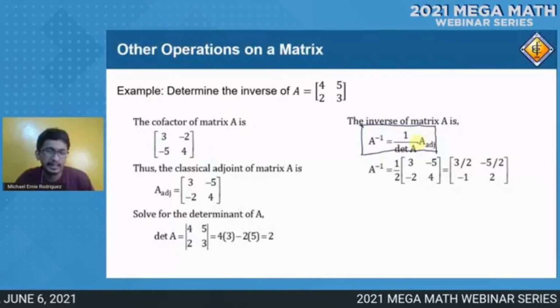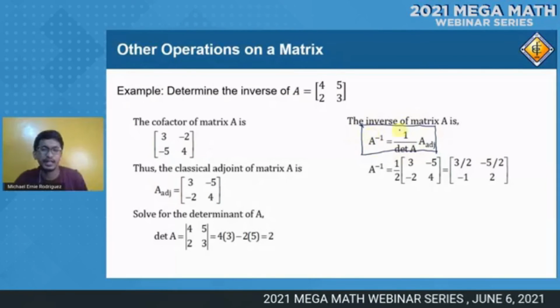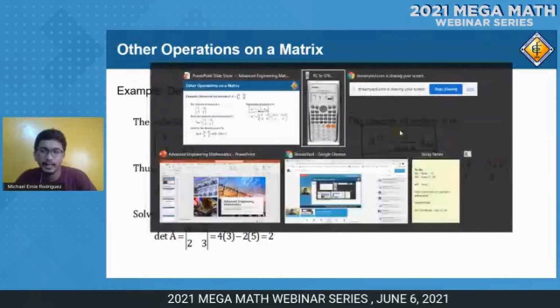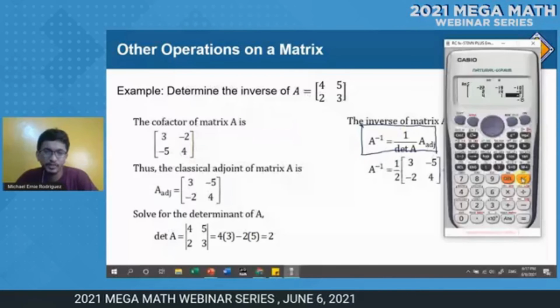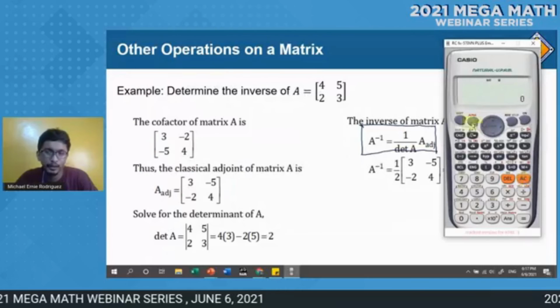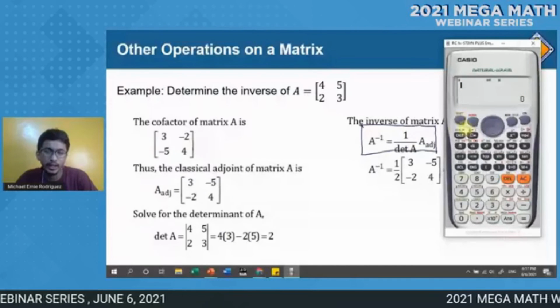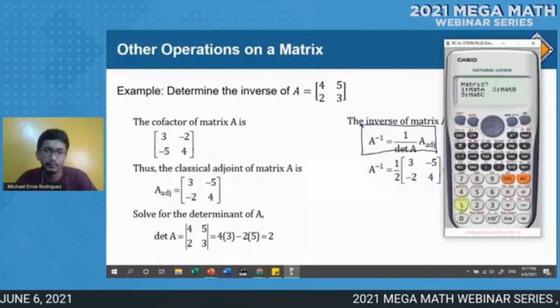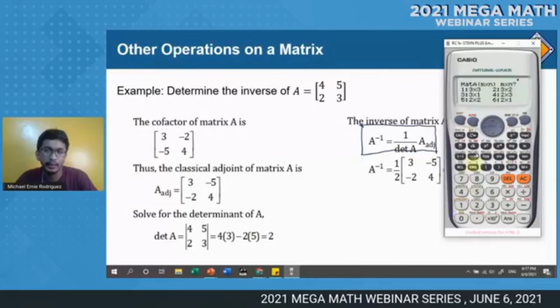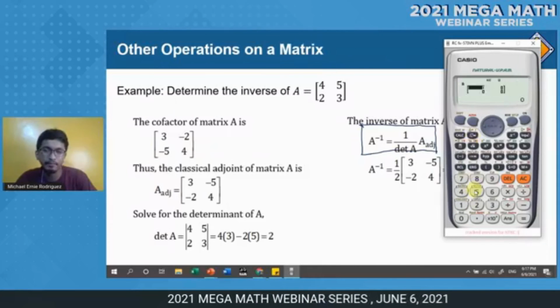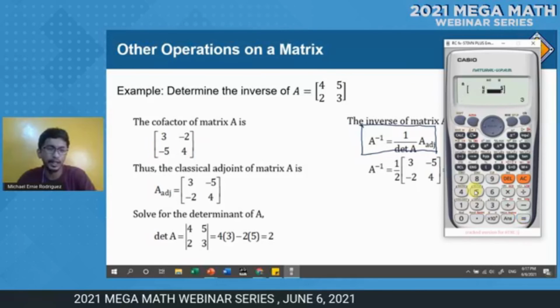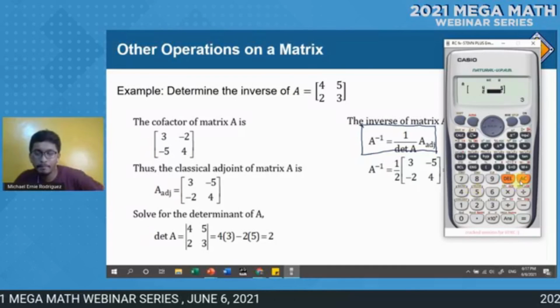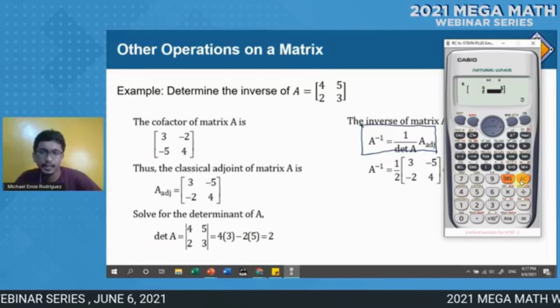So, ano naman ang technique natin for inverse matrix? Pag inverse matrix, so input natin yung matrix. So, dim 1, 1. Gawin natin 2 by 2 matrix. So, 4, 5, 2, 3. And then, okay na yan.